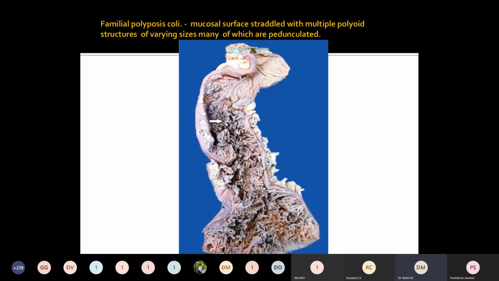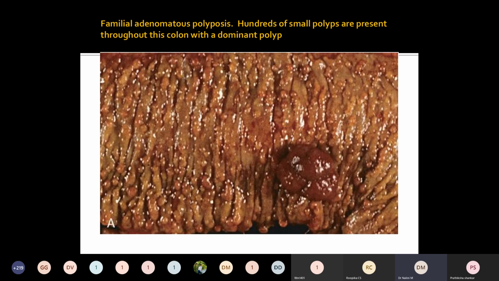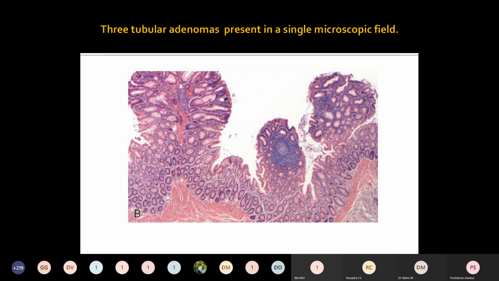The mucosal surface is studded with multiple polyps and they are pedunculated. You can make out there are multiple tiny polyps. The bigger one is one dominant polyp of those multiple polyps. If you can see in this one field, you have the tubular adenomas, three of them, and this is something with a lymphoid hypoplasia too.